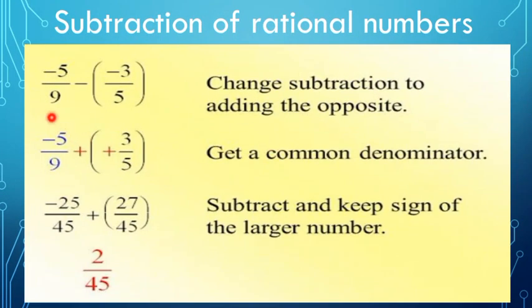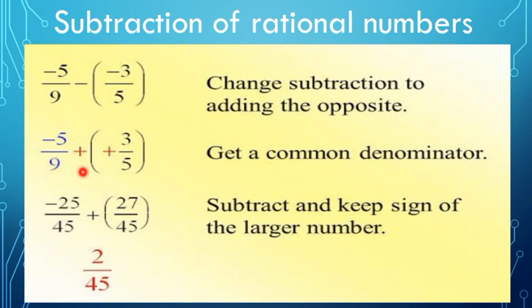Now, how do you subtract rational numbers? So, let's take an example. Minus 5 by 9 minus minus 3 by 5. This minus minus will be cancelled to plus, because plus into plus is plus, plus into minus is minus, minus into plus is minus, minus into minus is plus. So, minus minus goes to plus.